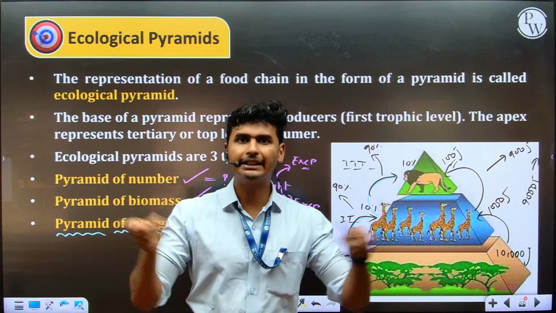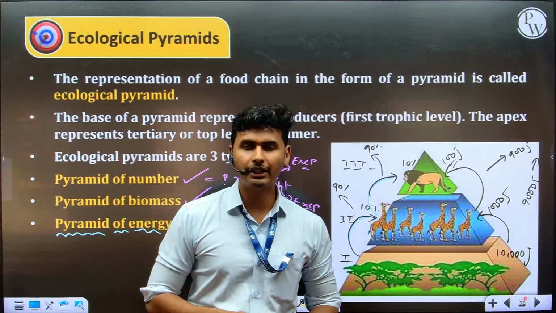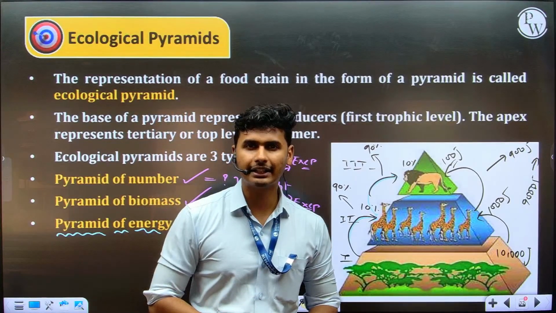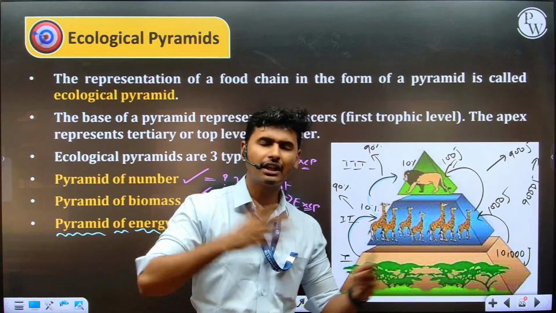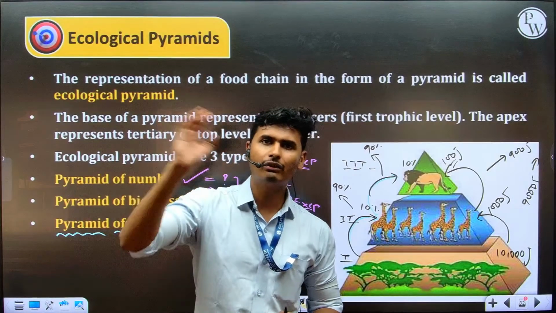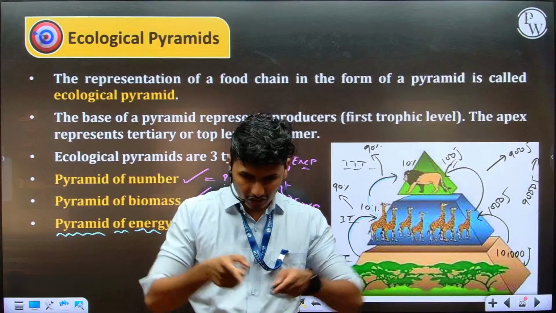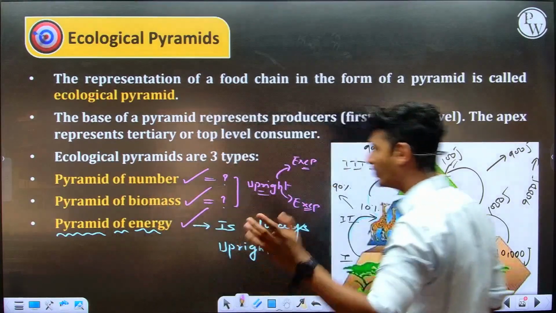Example, one banyan tree having 1,000 birds, and on those birds 10,000 parasites are attacking. It's a hypothetical example, not only 10,000 parasites, a large number of parasites attack those particular birds, and 1 lakh hyperparasites. So this is a hierarchy in which the pyramid of number is inverted. I hope you are getting my point.